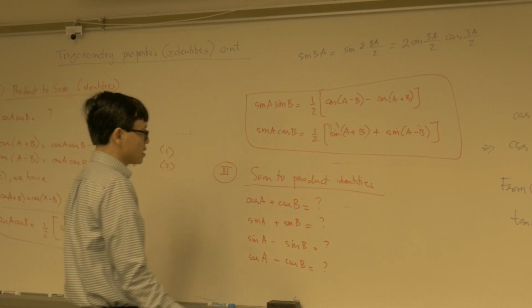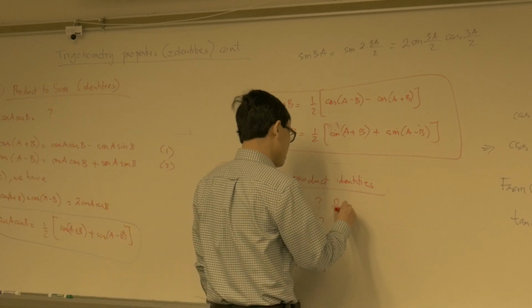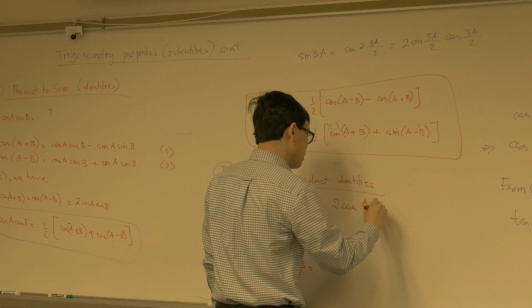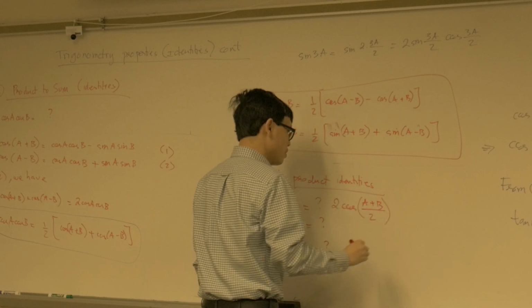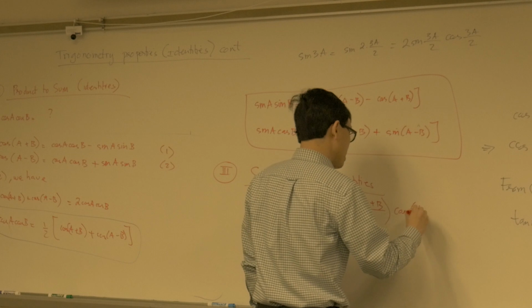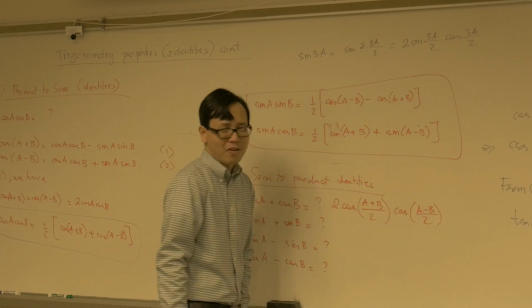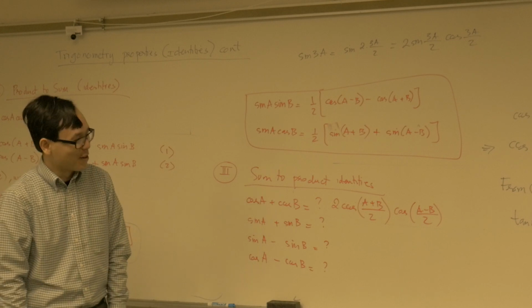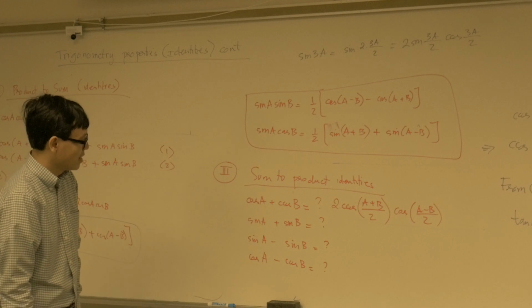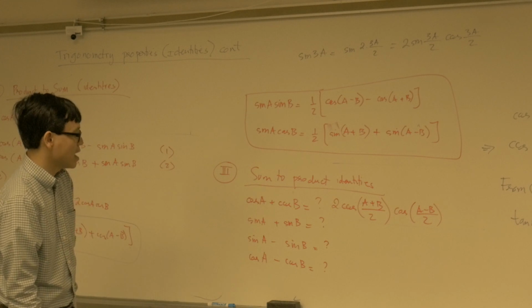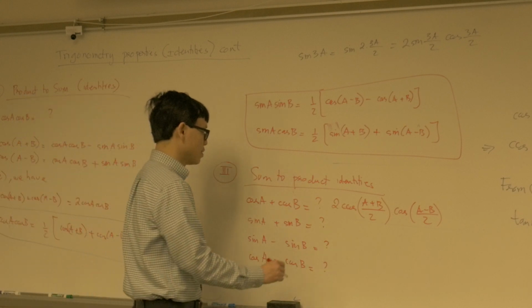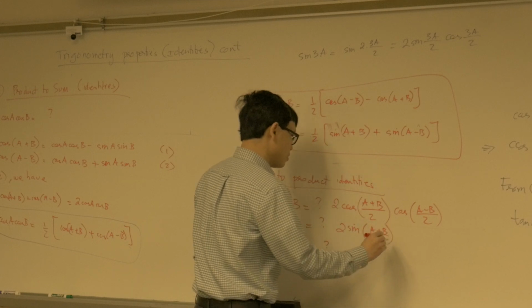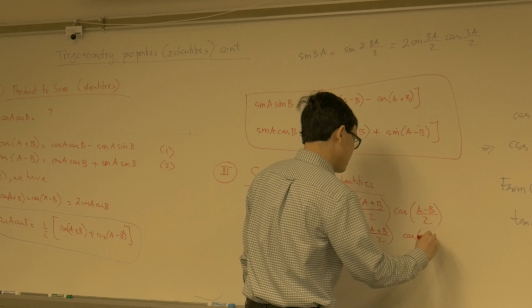So cosine A plus cosine B will be 2 cosine of A plus B over 2 times cosine of A minus B over 2. You see the formula is kind of complicated already. That's why you don't need to memorize it, you don't need to derive it. Okay? Sine A plus sine B is 2 sine of A plus B over 2 times cosine of A minus B over 2.